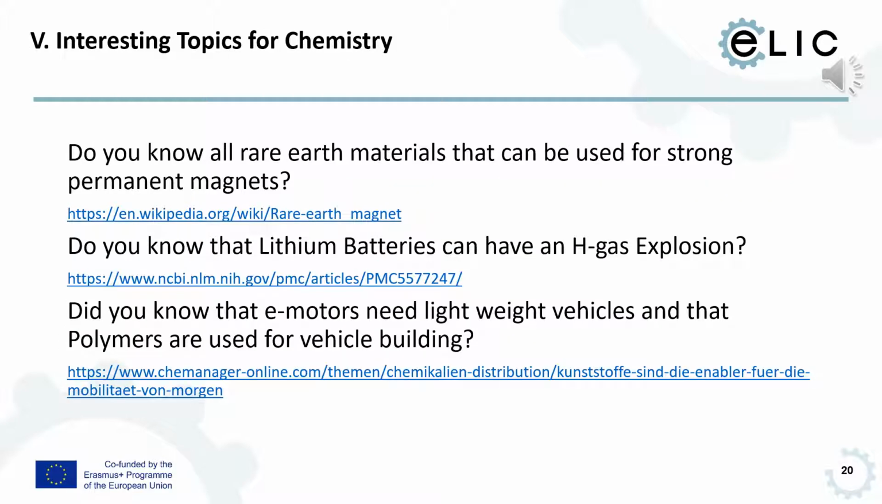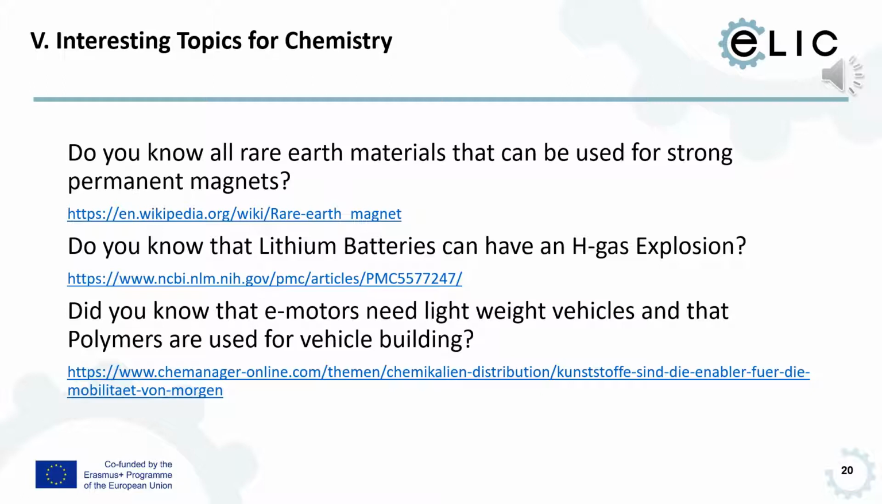In the previous slides, we have learned that for permanent magnet rotors we need rare earth materials, so very strong magnets. Do you know all the rare earth materials that can be used for strong permanent magnets, which we could use in e-motors? Here's a link, for instance. Do you know that lithium batteries can have a hydrogas explosion, which is one of the big dangers of a lithium-ion battery, especially at the size of 400 volt? Here's a link with it, and please read and discuss it.